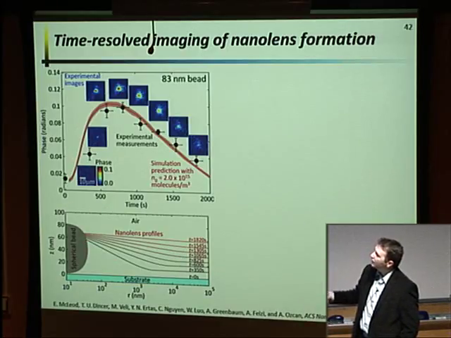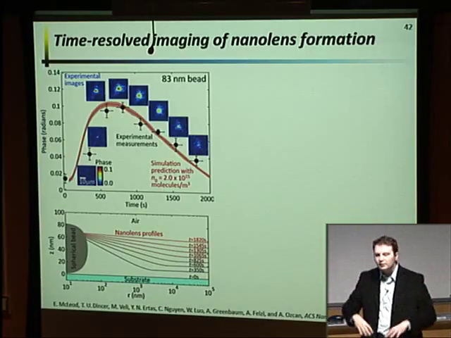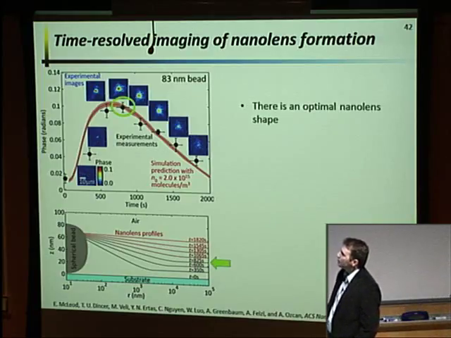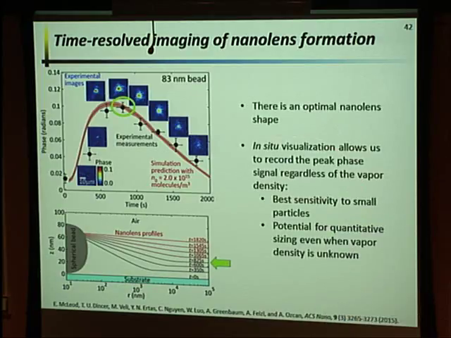The reason why there's a peak here is because at late times, you're kind of burying your particle under a layer of snow, and if there's too much PEG, then it hurts you. And so there's an optimal nanolens shape, and the fact that we can visualize in situ allows us to capture this optical nanolens shape regardless of the vapor density.